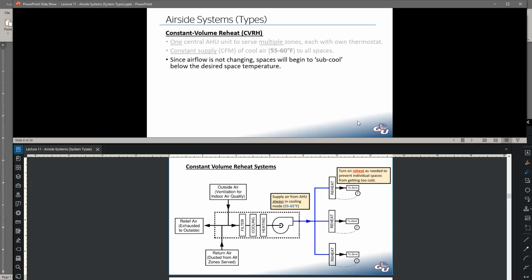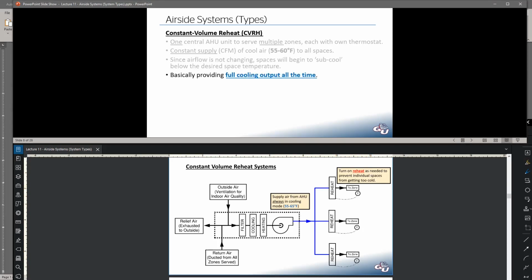And since that airflow is not changing, each one of these zones that has their own thermostat, they are getting the same amount of CFM of cool air all the time. And the danger is that that means that these zones can start to subcool and get too cold because there's no way to control the cooling that they're getting.